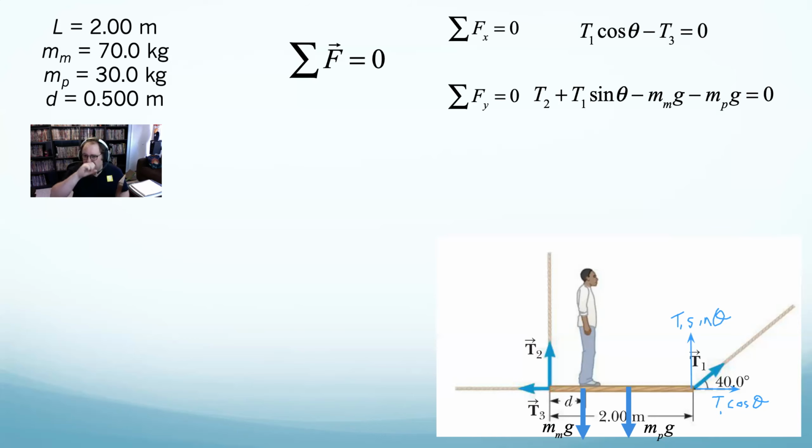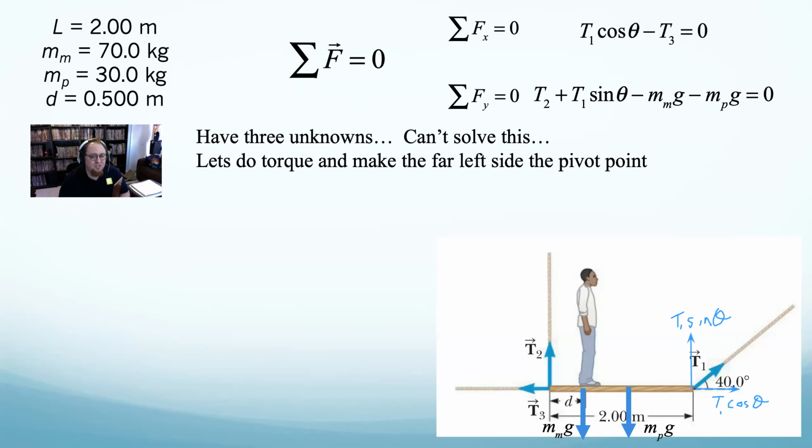Now both of these equations are kind of annoying because I want to solve for T1, T2, T3. My first equation has T1 and T3 in it. My second equation has T1 and T2 in it. I have 2 equations, 3 unknowns. This is not going to be solvable.